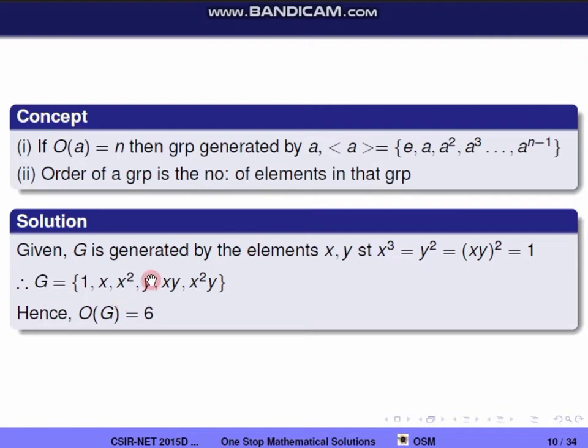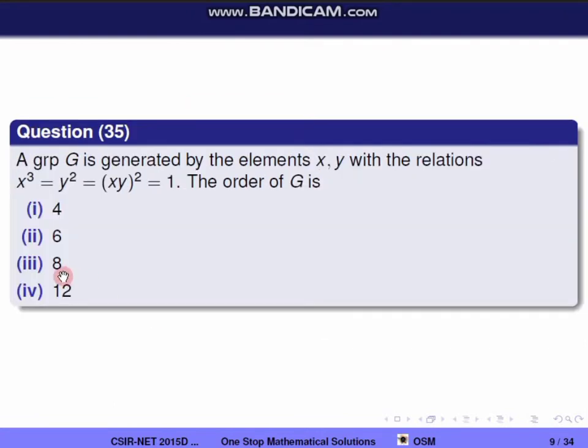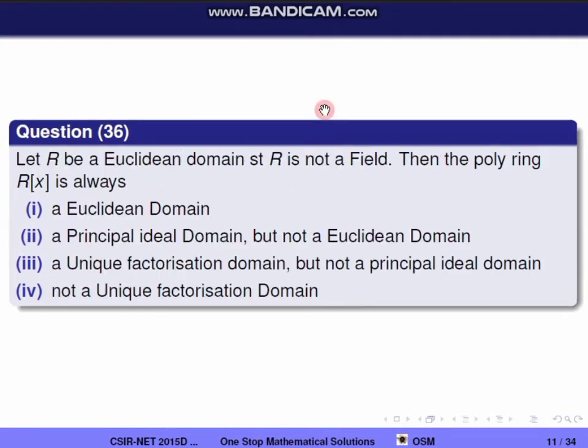Now we have the product of these elements, so xy, x square y. So G contains only 6 elements. Hence order of G is equal to 6. So now we'll check the correct option. So the correct option is second one.